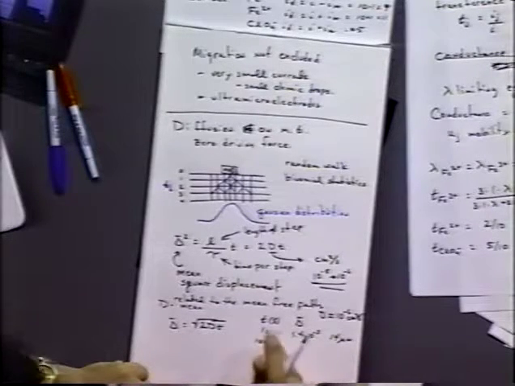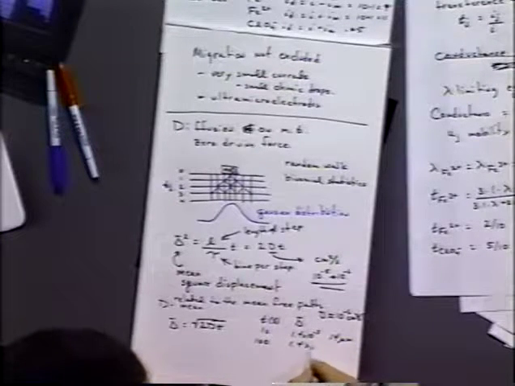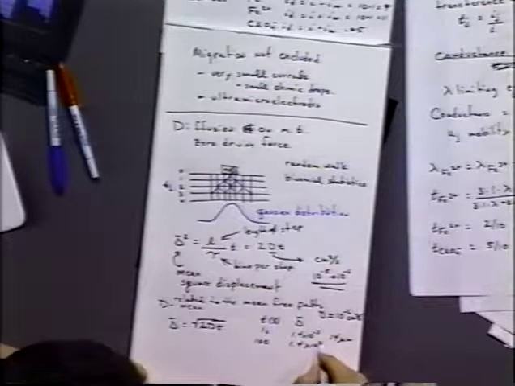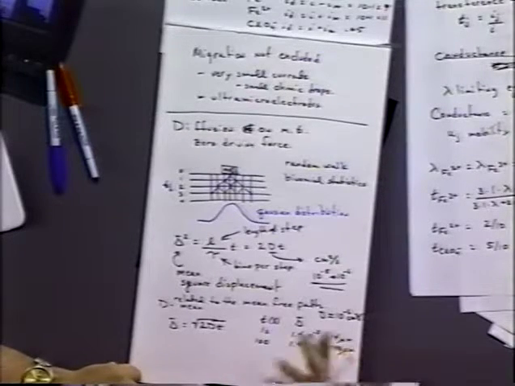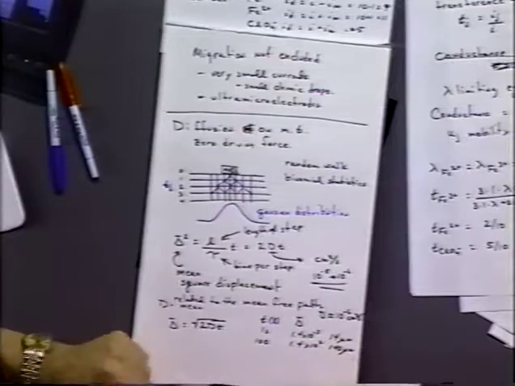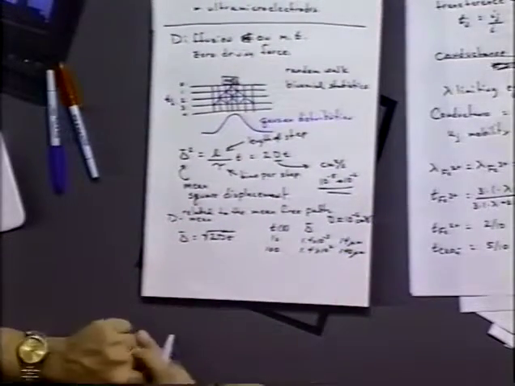If our time is 100 seconds, it's 1.4 times 10 to the minus 2 centimeters, or 140 micrometers away. So because of the square root dependence, it takes quite a long time actually to see a significant movement.